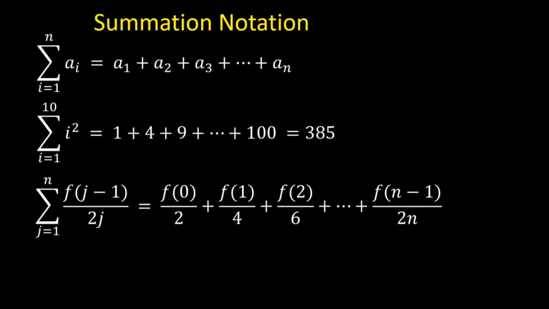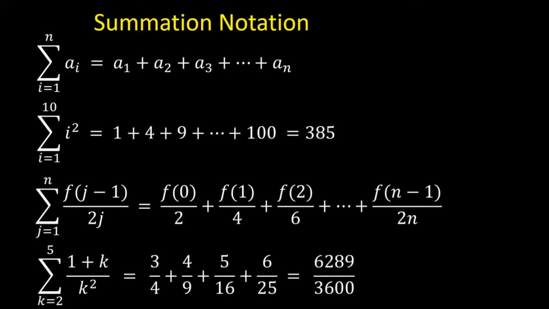In my previous examples, the letter i served as what we call the index of summation. Here, I'm using j instead of i. It doesn't really matter what letter we use. This sum asks us to take the expression f of j minus 1 divided by 2j, and then to replace j by all the integers in the range from 1 to n. Then add up these numbers. The right-hand side shows the long way to write this sum.